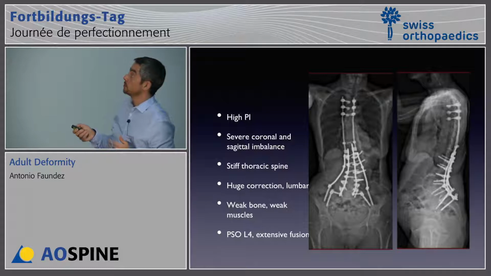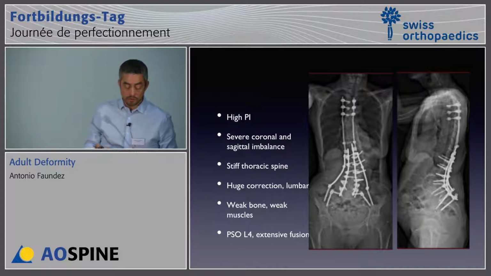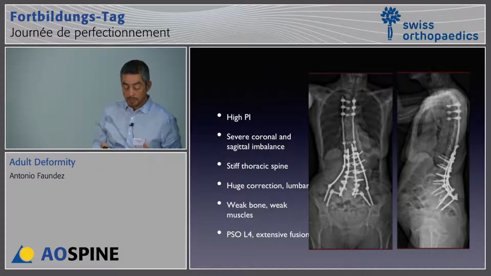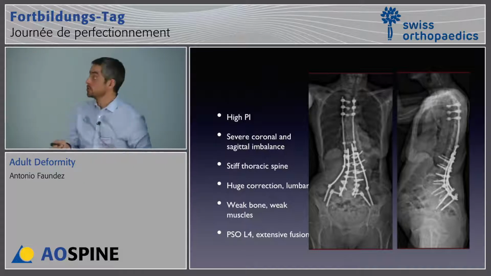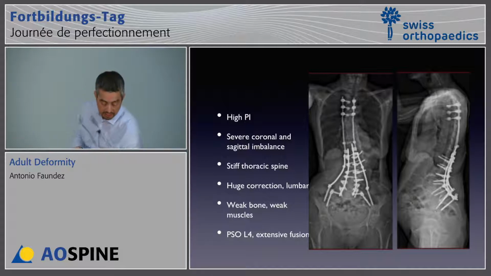In this case, the same patient had a high pelvic incidence which needed a great amount of correction of the lordosis because of severe coronal and sagittal imbalance. The thoracic spine was stiff, and the patient had weak bone and weak muscles shown by the MRI. So you need to do an extensive fusion in this patient, and she had a pedicle subtraction at the level of L4. With these long fusions, you need to go to the sacrum.